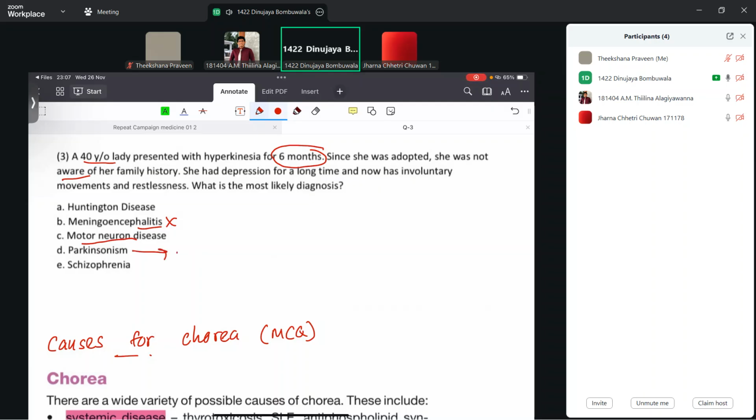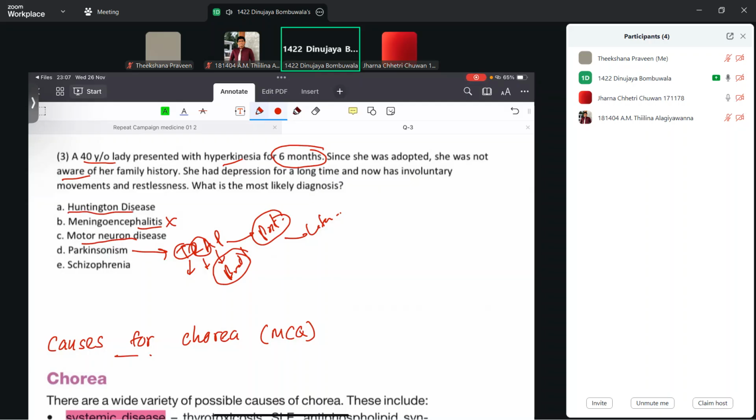Parkinsonism, we know the mnemonic: tremor, rigidity, akinesia or bradykinesia, not hyperkinesia, and postural instability. Bradykinesia or akinesia is the significant, pathognomonic one. Postural imbalance occurs later in the course, and tremor and rigidity also occur. Schizophrenia does not suit this picture. So the disease should be Huntington.